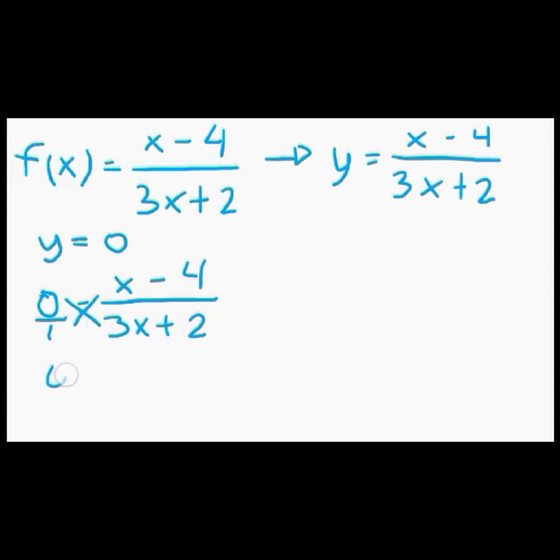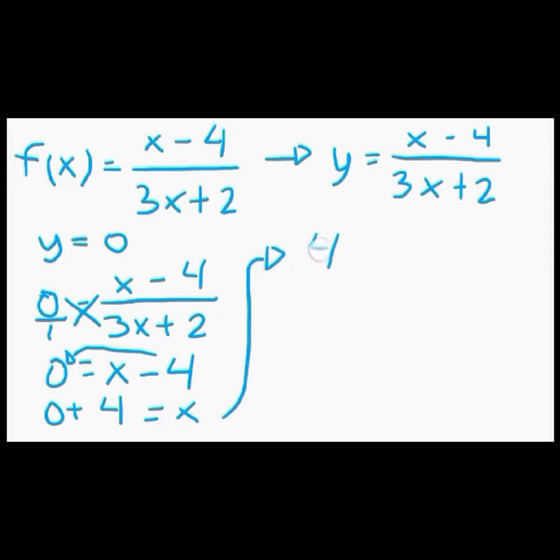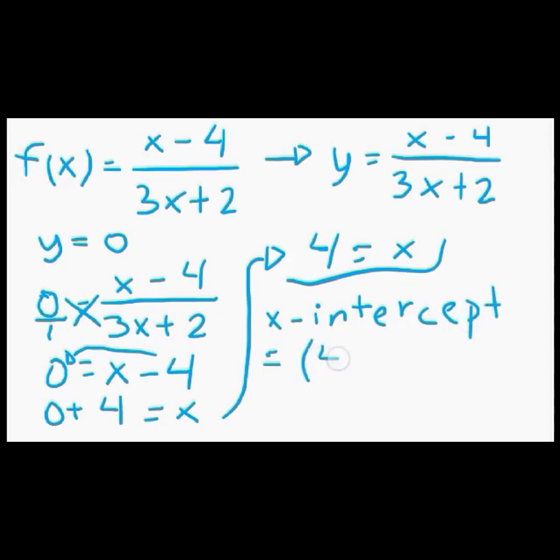Then cross multiply. So 0 equals x minus 4. Then combine like terms, which are 0 and negative 4. From negative, it will be positive. 0 plus 4 equals positive 4. This time, we already have a value of x, which is positive 4. Therefore, our x-intercept has a coordinate of 4 and 0.